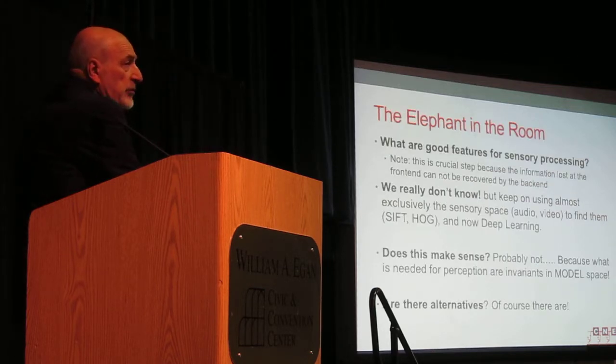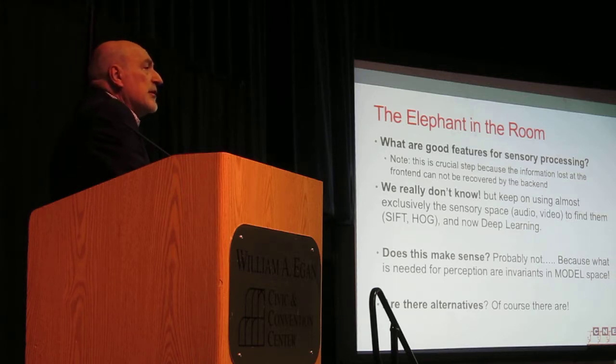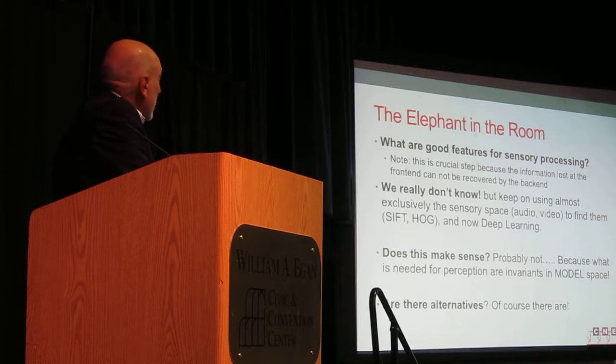The field of computer vision has been around for over 70 years, and we are still struggling with this question of what are good features for sensory processing. A lot of intelligent people have worked on this problem, and we still really don't know. And so, first of all, it's very important. The first stage of any processing algorithm is critical, because if you lose information at the front end, you'll never recover at the back end. And this is something that people forget quite often.